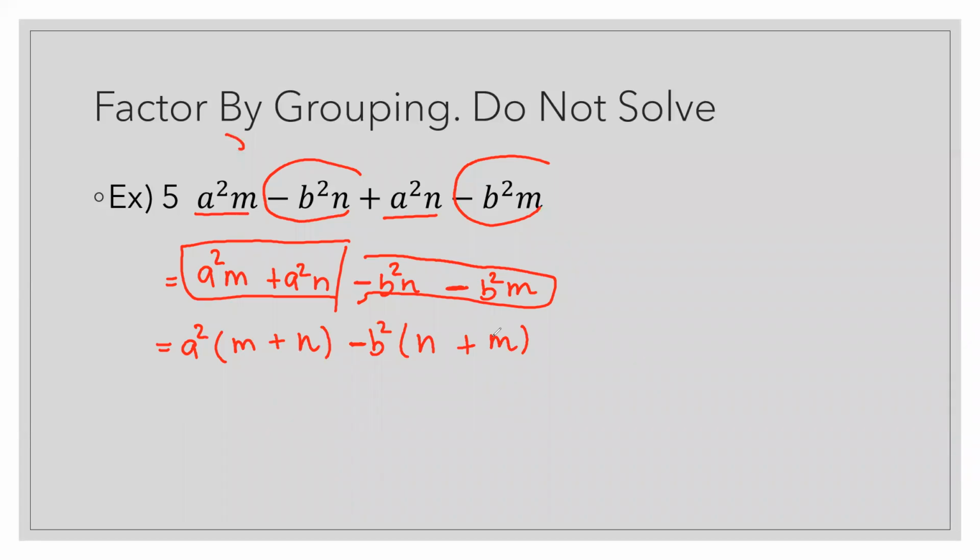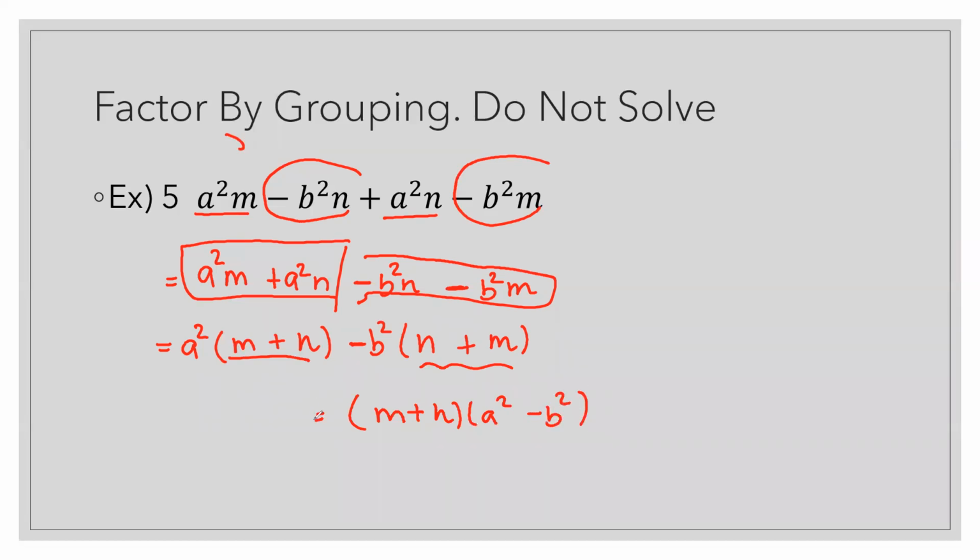It would not have worked if it was a positive b squared because this is a repeating term. Yes, they are repeating, m plus n and n plus m. They're the same thing. It's just they're switched around, right? They're exactly the same thing. So yeah, our repeating term is m plus n. And then our leftover is a squared minus b squared.